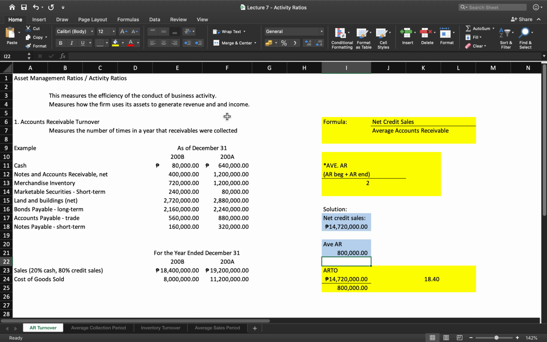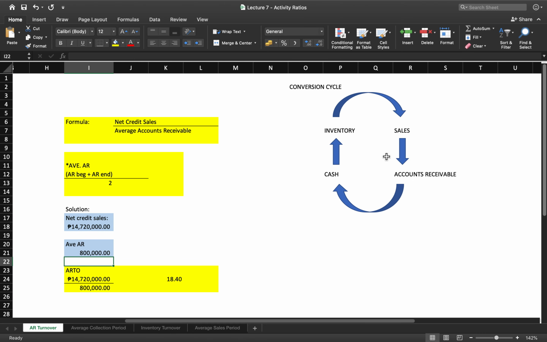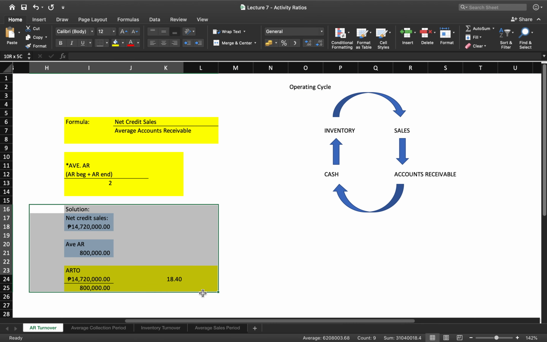Okay, so in other words, paano nga ba? Ano ba ang ibig sabihin ng asset management ratio? Ito lang yung on how the company or the entity utilize its assets to further maximize its profit or sales. Okay? So, paano ba nangyayari? So, i-diagram natin. Ito hindi to conversion cycle. This is called operating cycle. Okay. Delete muna natin to.